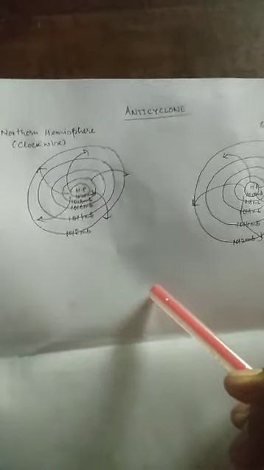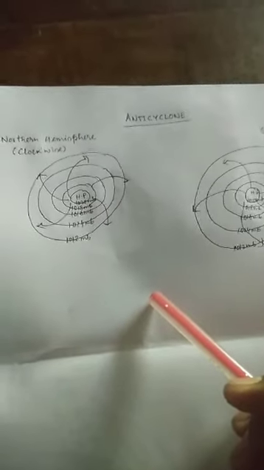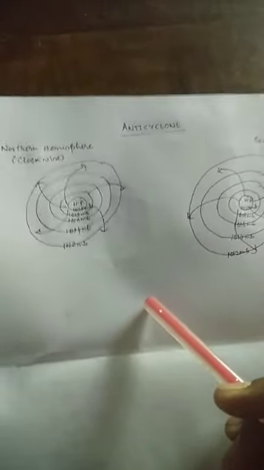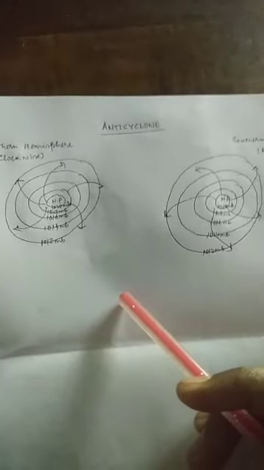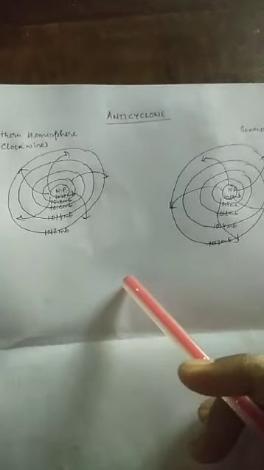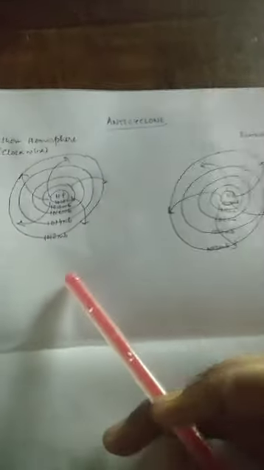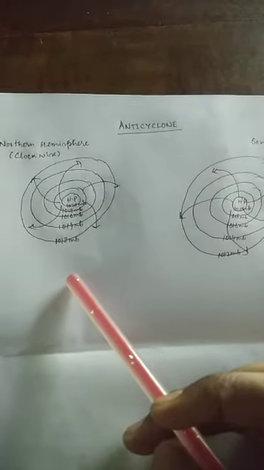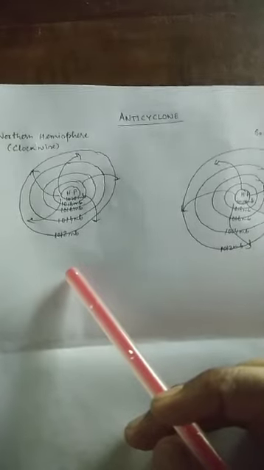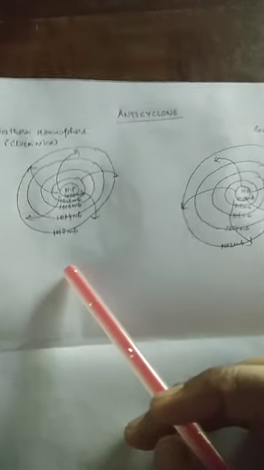In case of anticyclone, the prevalent wind speed is much less. Generally fair, cloudless, dry, and sunny weather is the main characteristic of anticyclone. And in case of high latitudes, anticyclones are formed. So these are the main characteristics and types of tropical cyclone and anticyclone.